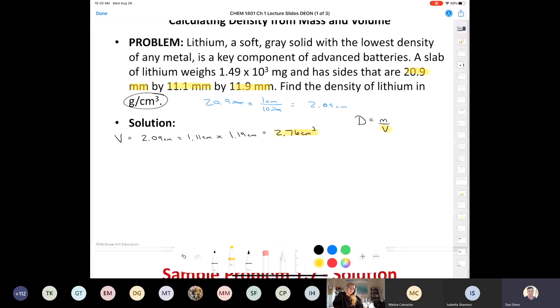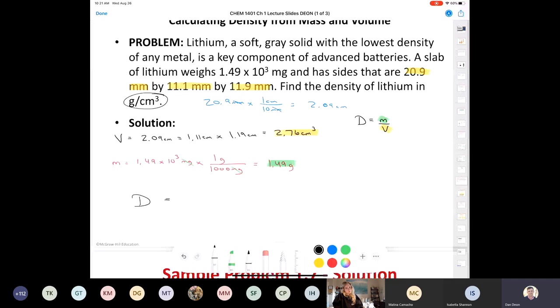So our mass, we start with 1.49 times 10 to the power of 3 milligrams. And we know that there's 1,000 milligrams in 1 gram. Milligrams cancel like that, and we end up with 1.49 grams, and now we have solved for our mass. So now we just plug those numbers into our formula. So our density is going to be equal to 1.49 grams divided by 2.76 centimeters cubed.